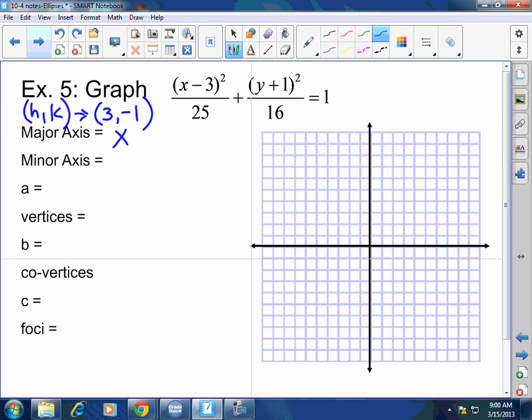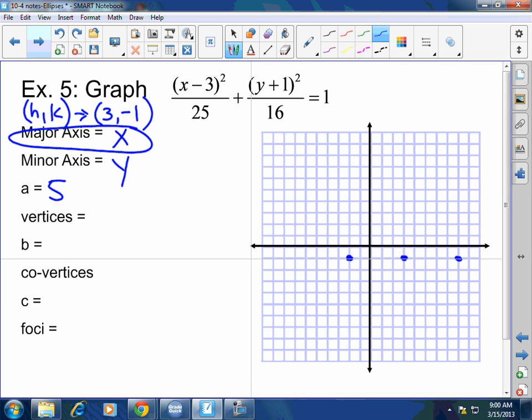Parallel to the x. Heck yeah. My minor axis is going to be parallel to the... Okay. Let's go ahead and plot my center. 3, negative 1. What's my a value? 5. Since my major axis is over the x, I go 5 to the right. 1, 2, 3, 4, 5. 5 to the left. 1, 2, 3, 4, 5.